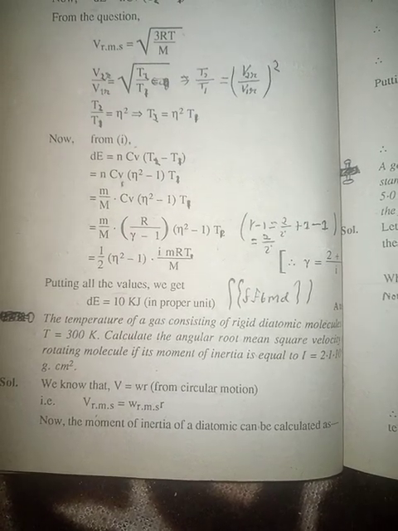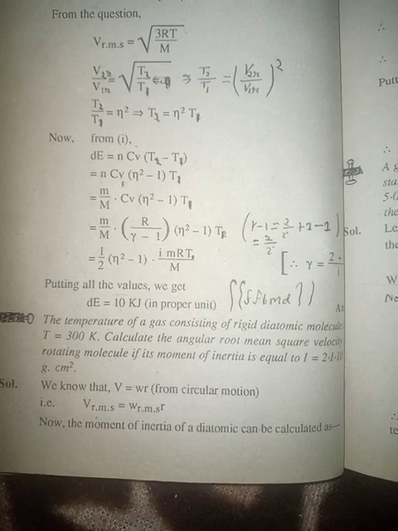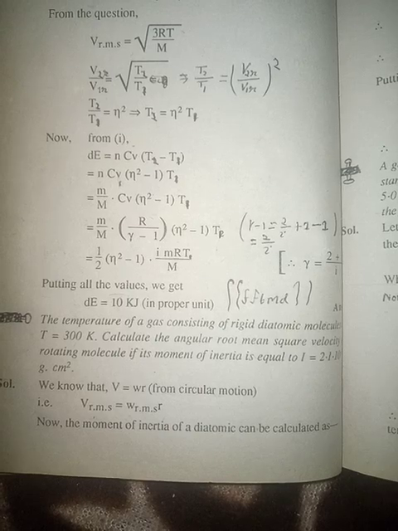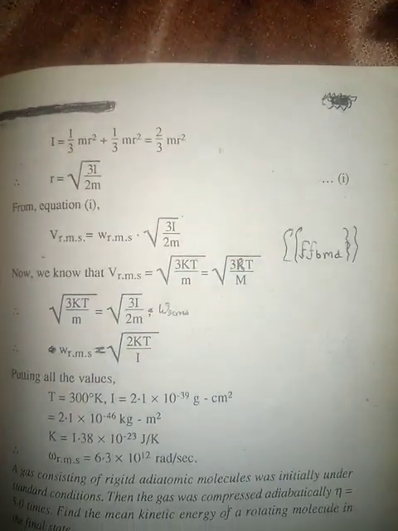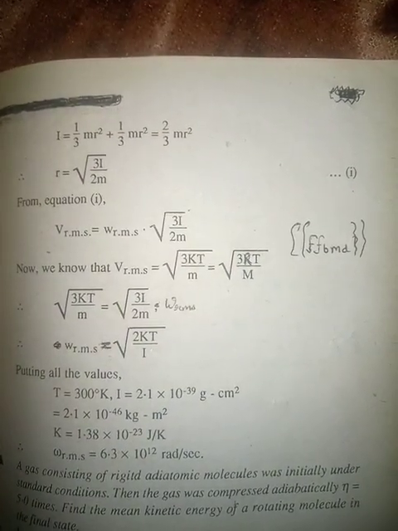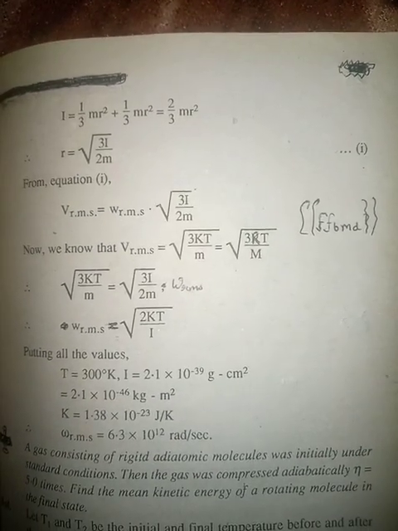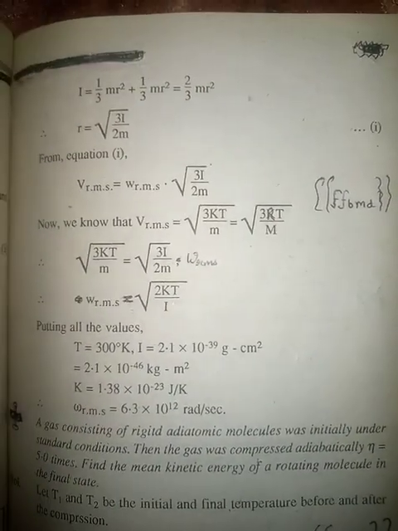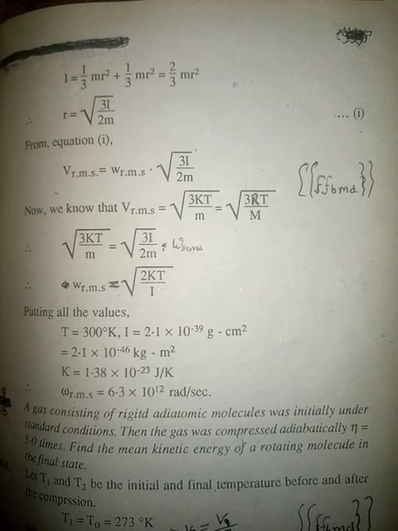Solution: we know that v equals omega r from circular motion, that is Vrms equals omega rms into r. Now the moment of inertia of a diatomic molecule can be calculated as I equals 1 by 3 mr squared plus 1 by 3 mr squared equals 2 by 3 mr squared. Hence r equals under root 3I by 2m. Equation 1. From equation 1, Vrms equals omega rms into under root 3I by 2m.